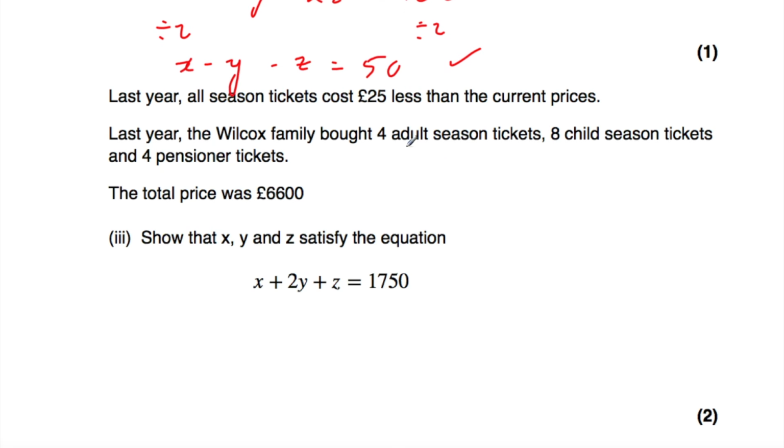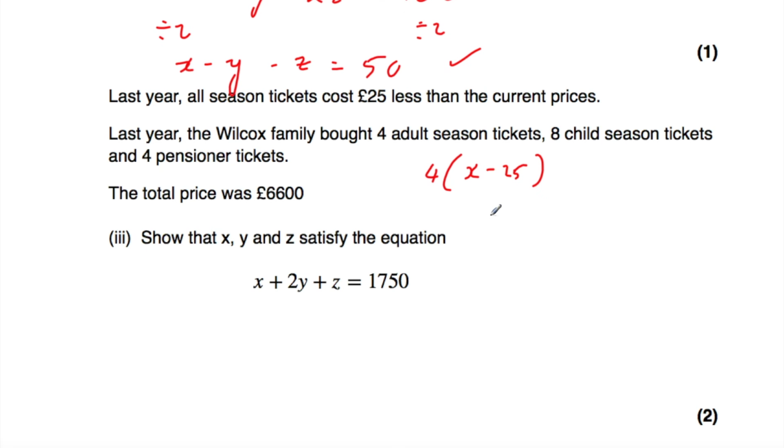So for the adult season ticket this year, the cost is X pounds. So that's the cost of the adult season ticket this year. But last year was £25 less. So that means that it would be X minus 25. That's the cost of the adult season ticket last year. Whatever the cost is this year, minus £25. But the Wilcox family bought 4 of them. So we're then going to times that by 4. So that'll be the cost of the adult season tickets last year for the Wilcox family.